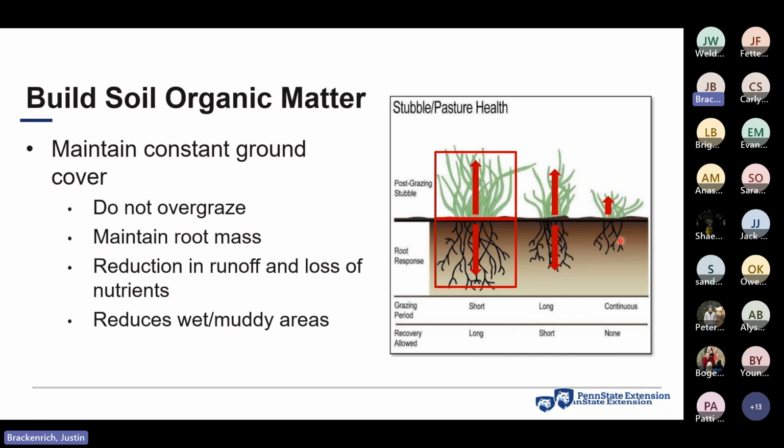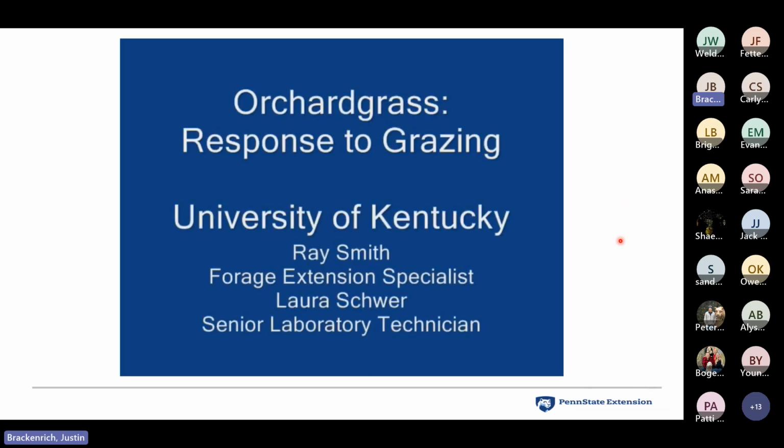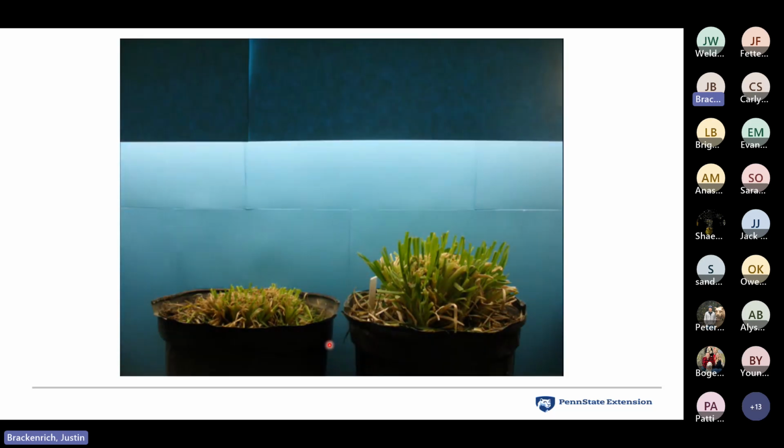And so this is kind of where some of that take half, leave half comes in. We're going to look at what happens if we do take half and leave half versus going to that very typical kind of height. So this work was done in Kentucky by Dr. Ray Smith, and this looks at some orchard grass that they cut at 3.5 inches in height versus 1 inch in height, and they let it rest for 5 days.